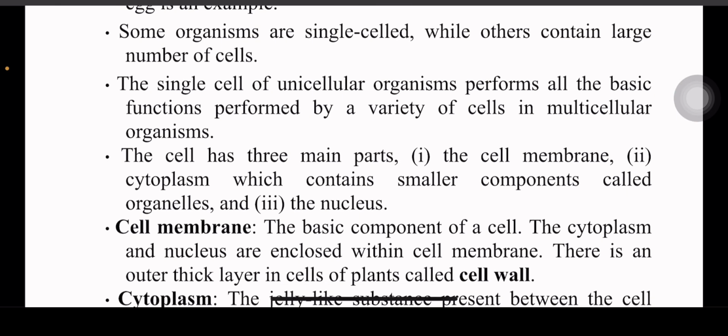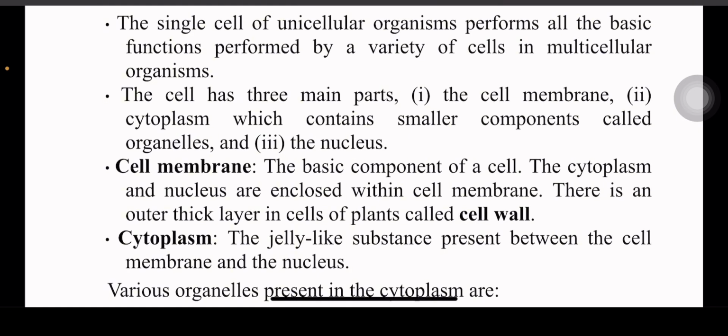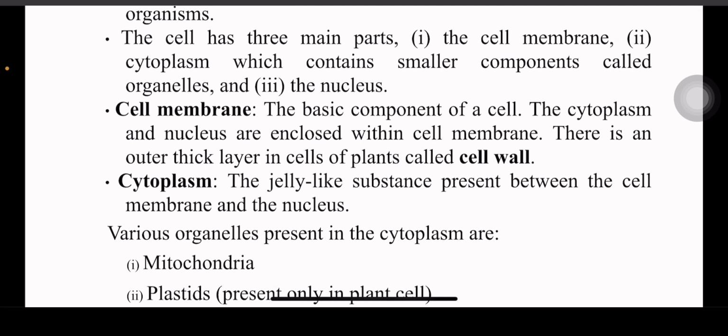1. The cell membrane. 2. Cytoplasm, which contains smaller components called organelles. And 3. The nucleus. Cell membrane, the basic component of a cell. The cytoplasm and nucleus are enclosed within cell membrane. There is an outer thick layer in cells of plants called cell wall. Cytoplasm, the jelly-like substance present between the cell membrane and the nucleus.